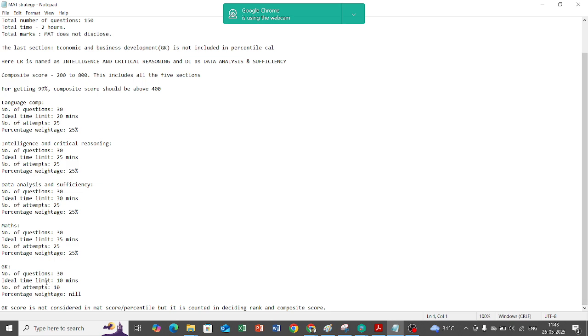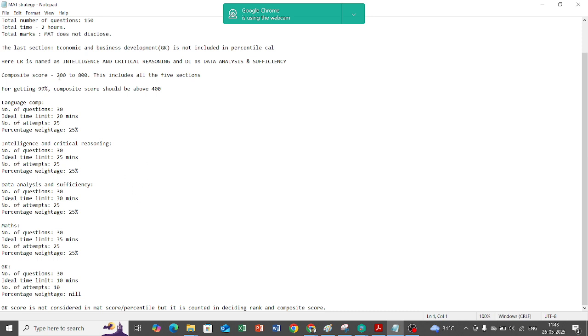Now say GK, number of questions 30, ideal time limit 10 minutes only. Don't spend any time on GK, because that will not be included in percentile calculation. Okay, ideal time limit is 10 minutes, number of attempts 10, that means attempt just 10. Okay, percentage weightage nil, so you cannot just leave it, you just have to attempt just 10. Okay, for proper score calculation.